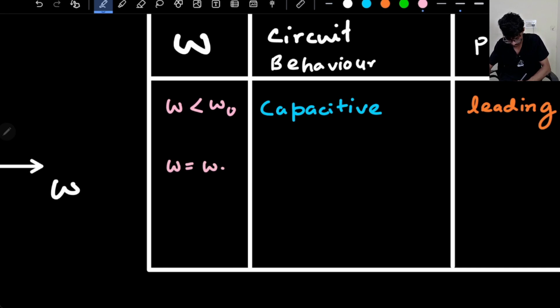At omega equals omega naught, you know, it is the condition of resonance, so it will be purely resistive.